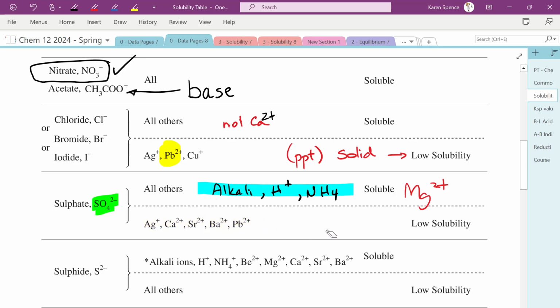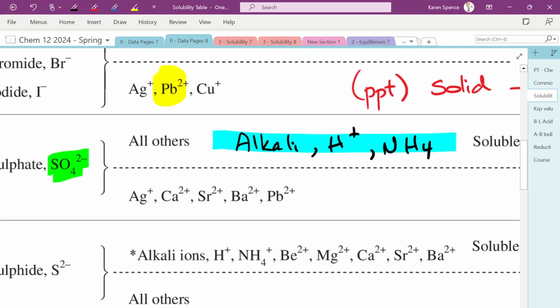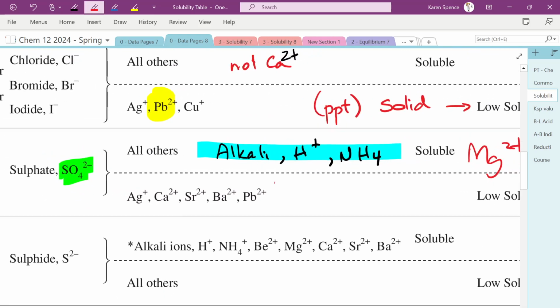Now we want to say, I don't want silver or calcium or strontium or barium or lead. I want any of these ones. Yes, because now we want to form a solid. So shall we choose silver? Because it's easy. It's the first one there. Okay.